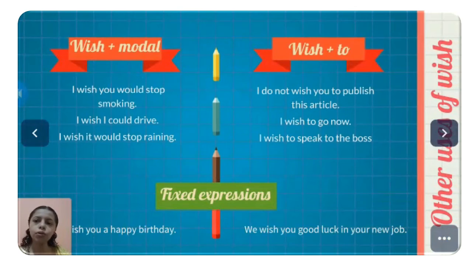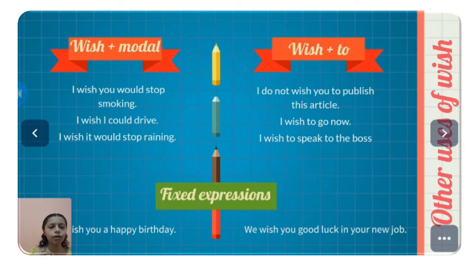The structure for wishes about the future is wish plus if only plus would plus could. For example, one: I wish, if only you would come to the party. Two: usually hope is used instead of wish to talk about the future. And three: I hope you come to the party. Never use will after I wish or if only.